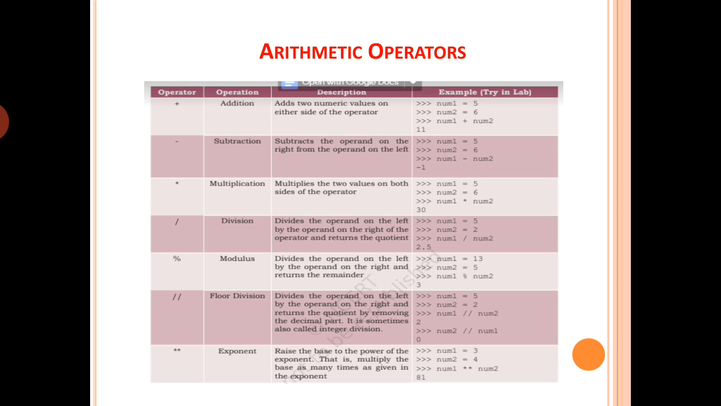Exponent, for that we are using the double star sign. Raise the base to the power of the exponent, that is, multiply the base as many times as given in the exponent. Now here in the example, num1 stores 3, num2 variable stores the value 4. So num1 exponential num2. Whatever value is stored in num1, it will raise to the power of num2 and the result will be displayed on the screen.